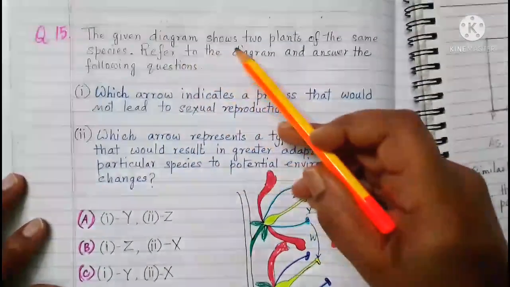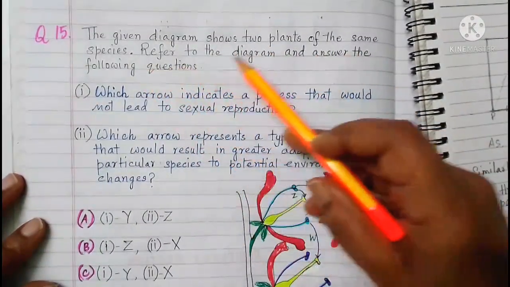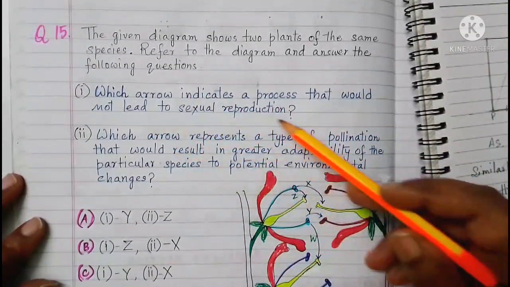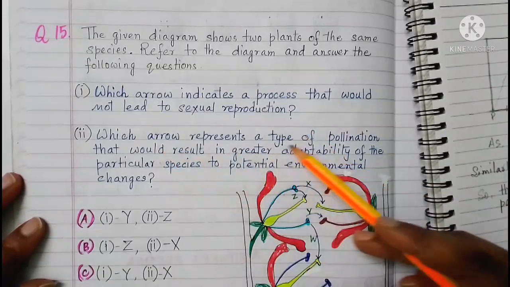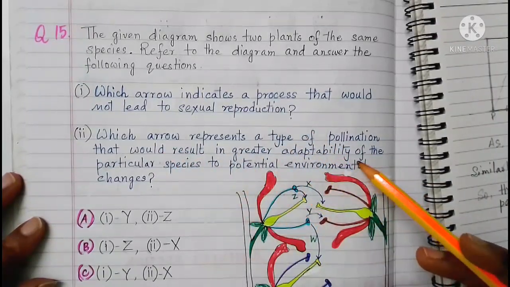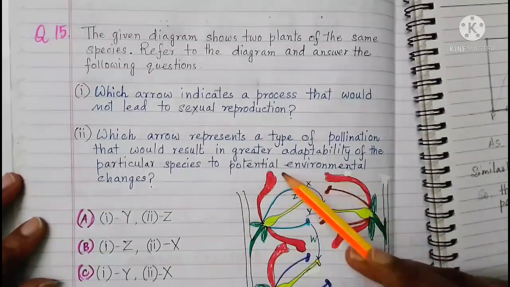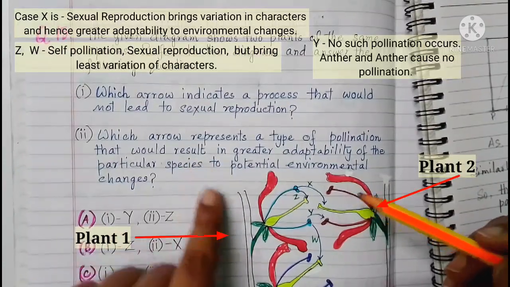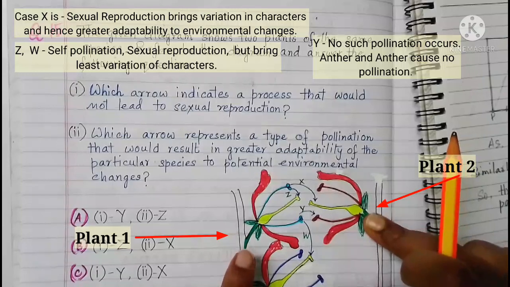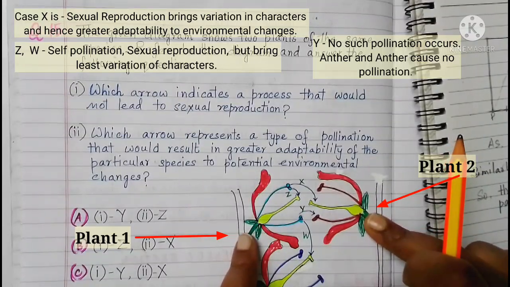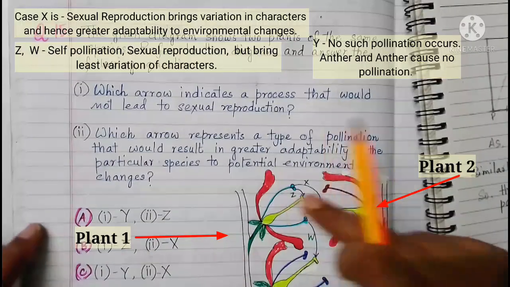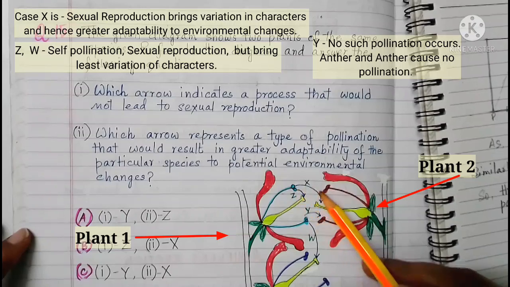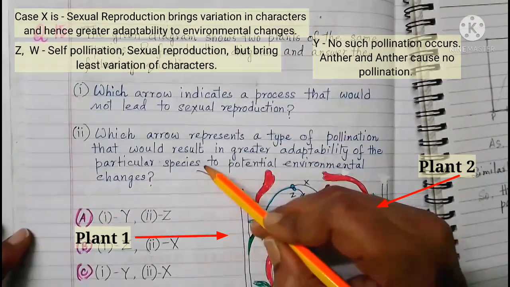Question 15. The given diagram shows two plants of the same species. Refer to the diagram and answer the following questions. Which arrow indicates the process that would not lead to sexual reproduction? Which arrow represents the type of pollination that would result in greater adaptability of the species to potential environmental changes? Now, this is generally sexual reproduction. That means if one flower is on one plant and another flower is on another plant, and there is pollination between these two, then it will be sexual reproduction. So for this it will be X.